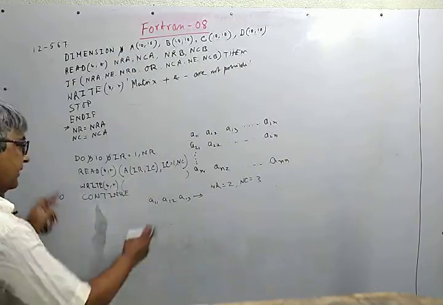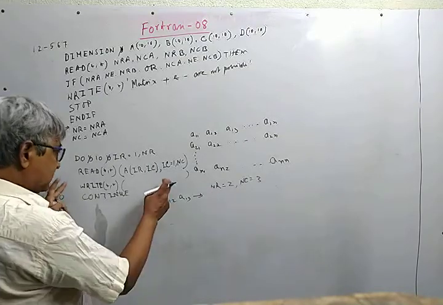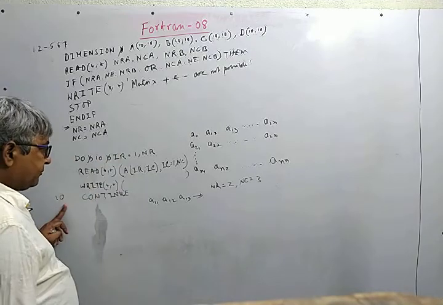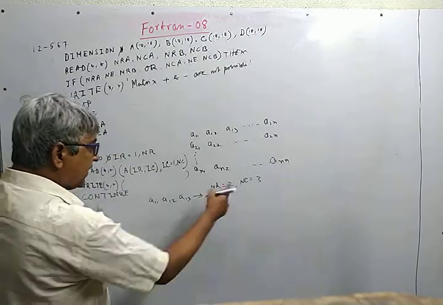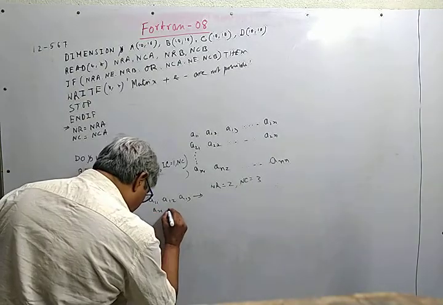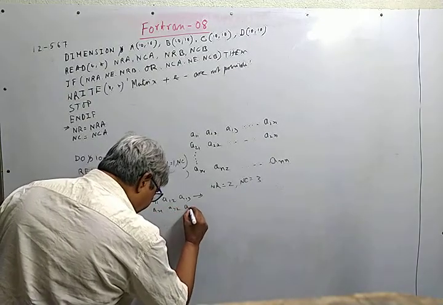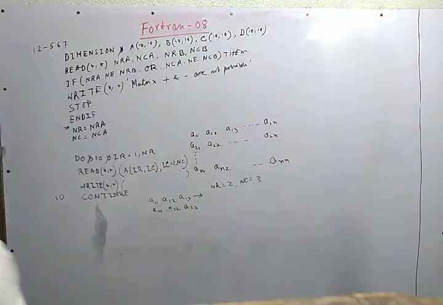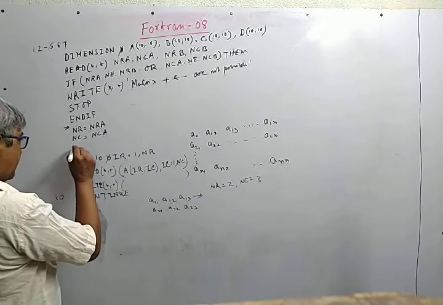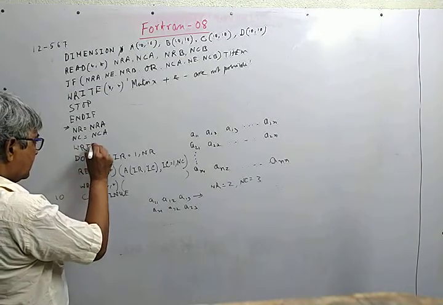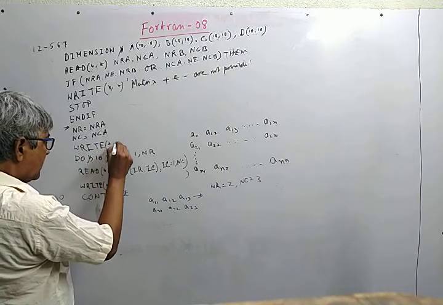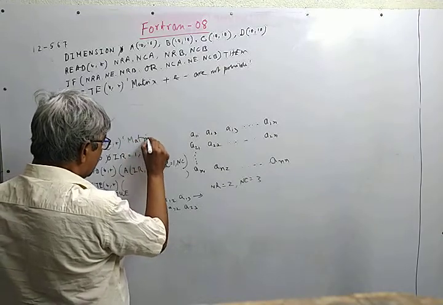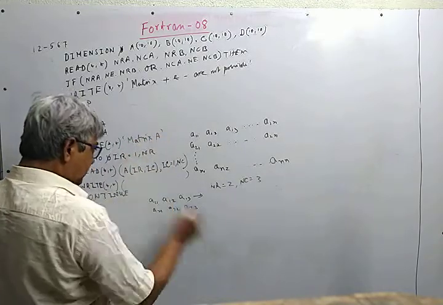Then it reads the first row, writes the first row, then it comes to the 10 statement and goes there and picks up the second value of row where it is 2. So it does A21, A22, A23. So it reads the matrix in this conventional fashion. Here we write matrix A. So it writes a matrix A.